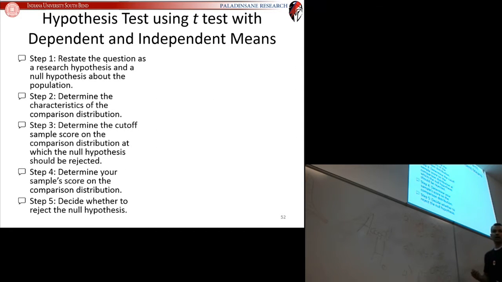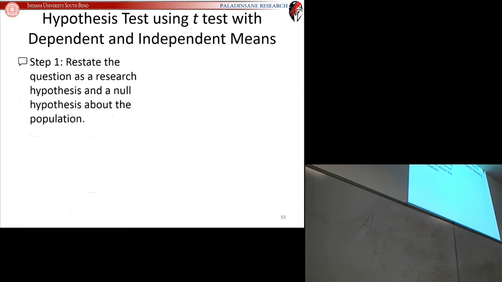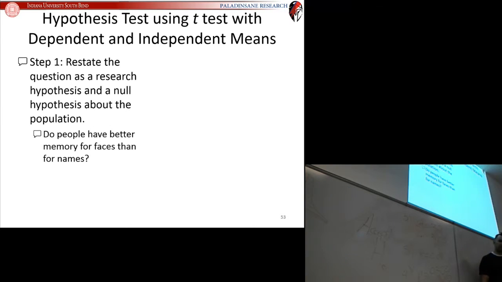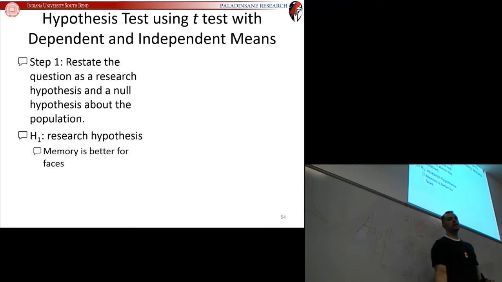Well, some things change. Some things don't. Most of it does. One thing that doesn't change is your null hypothesis and your research hypothesis. So step 1 stays the same. We still want to know, do people have better memory for faces than for names? And our research hypothesis is still that memory is better for faces, and that is still written as the mean recognition for faces is greater than the mean recognition for names.